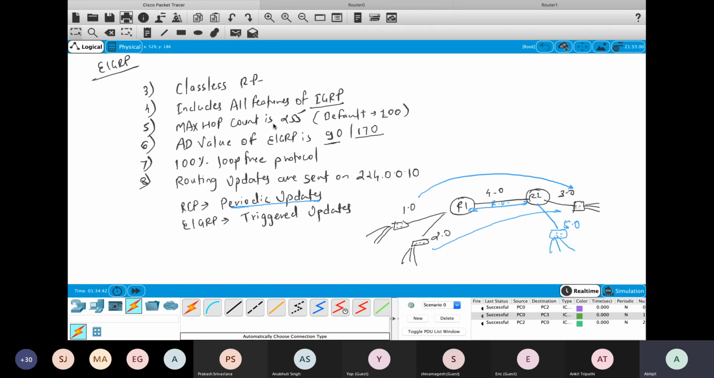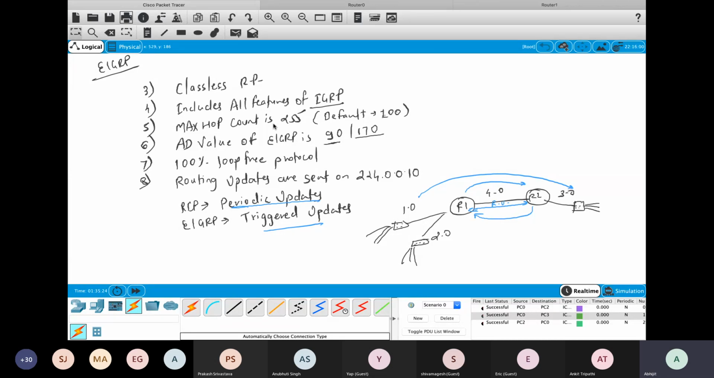But this is not how EIGRP actually works. EIGRP works on triggered updates, which means if you already have your network converged, which means this is your network. At the beginning, when this network was being built for the first time, the routers will exchange the routing updates by creating something called EIGRP neighborship. Once the routes that are advertised are exchanged between the neighbors, there won't be any update that will be sent.